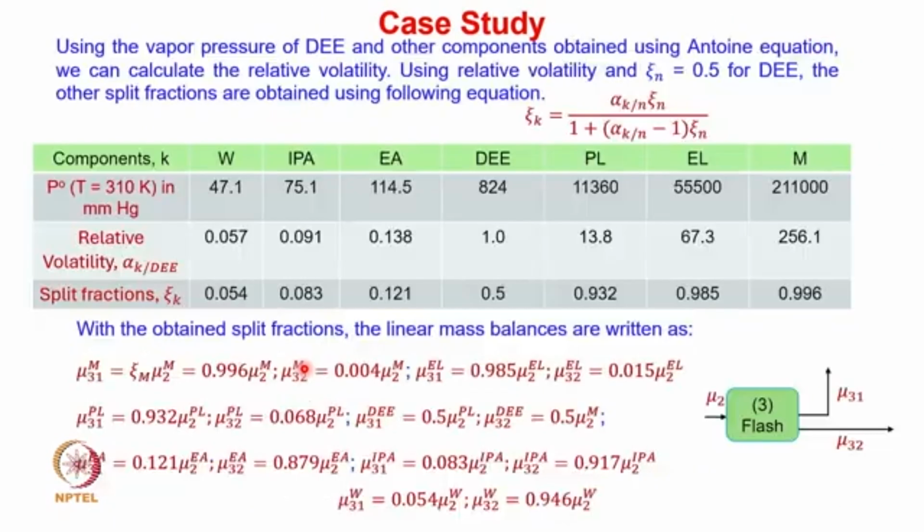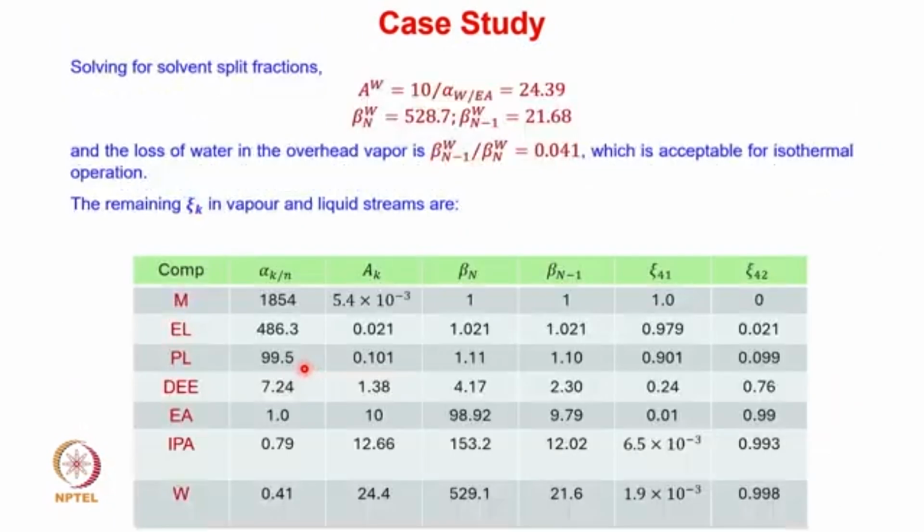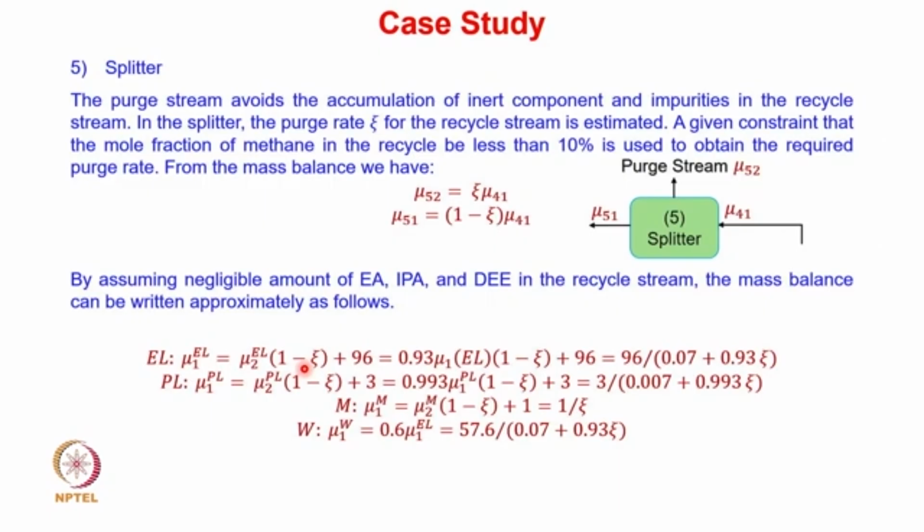The same information is being used here in this equation. This 96 is coming from the feed. This is nothing but whatever we are getting back from the recycle stream, and that should be the initial feed to the reactor, isn't it? So in this case, again we can simplify. So what is mu2 EL?